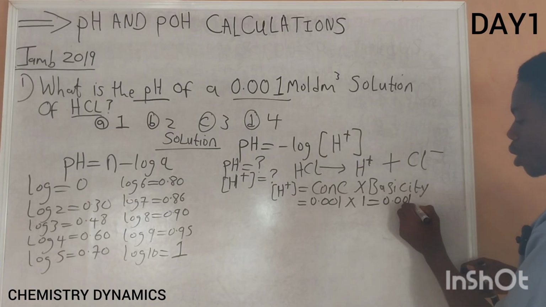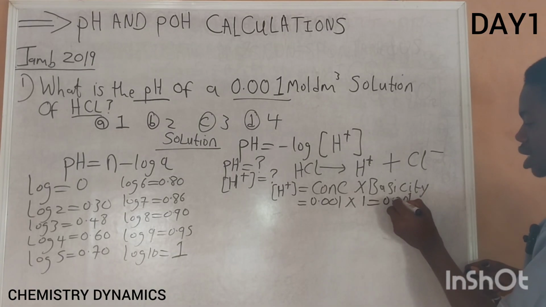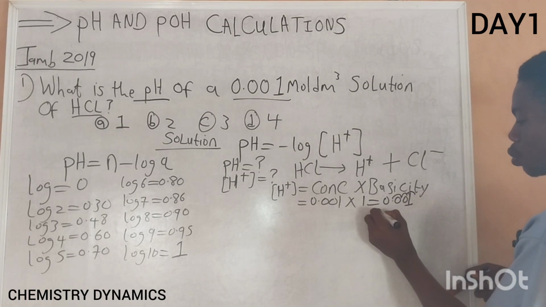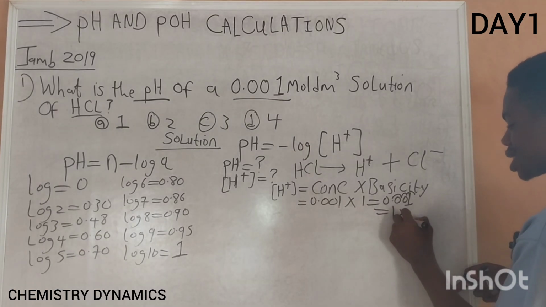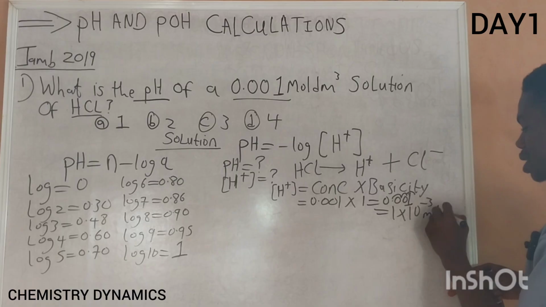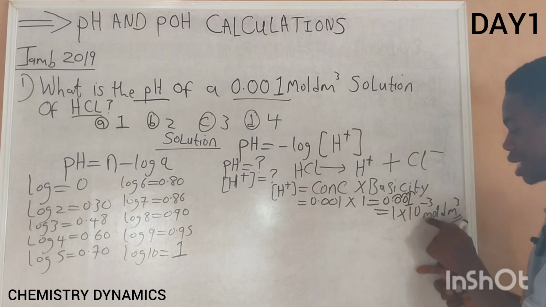But in this case, we are going to take it to standard form by moving the decimal point 1, 2, and then 3. So therefore our hydrogen ion will be 1 times 10 raised to minus 3 mole per dm cube. So this happens to be our hydrogen ion. This is not yet our final answer. This is our hydrogen ion.